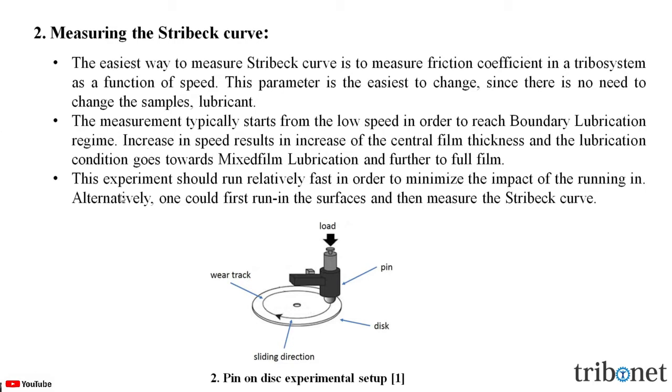This experiment should run relatively fast in order to minimize the impact of the running in. Alternatively, one could first run in the surfaces and then measure the Stribeck curve. Pin on disc is one of the most commonly used experiments to calculate the Stribeck curve, and the setup of a pin on disc is shown in this figure.